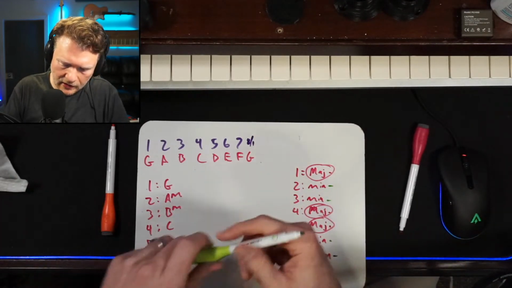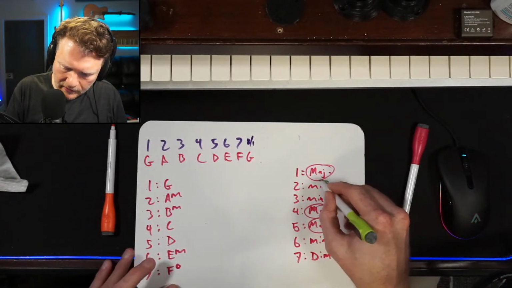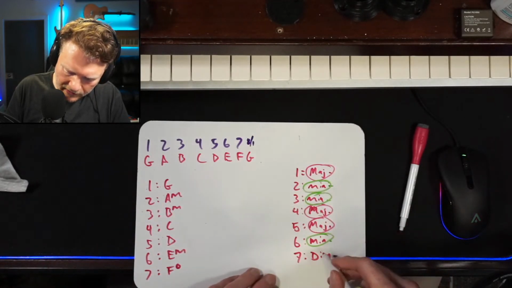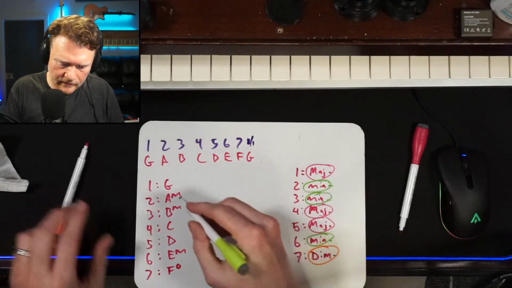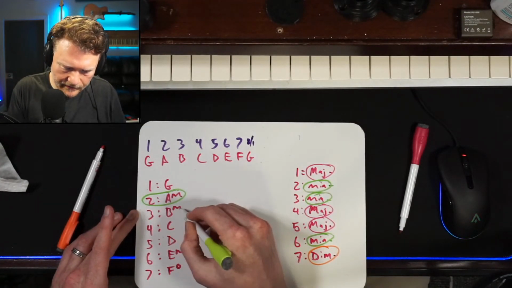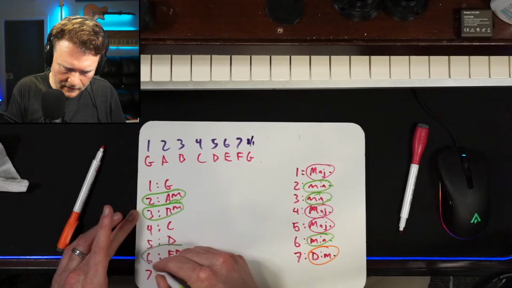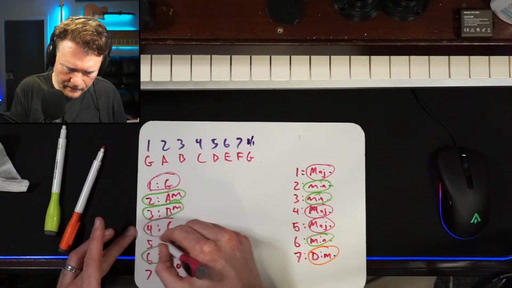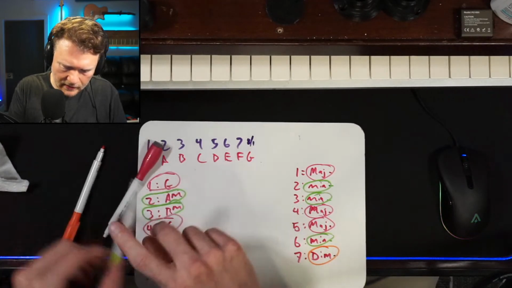And then I'll do it in yellow. I think I did green for minor. Our minors. And then our diminished right here. So same way here, we've got our 3 minor chords, and then we have our major chords, and our 1 diminished chord.